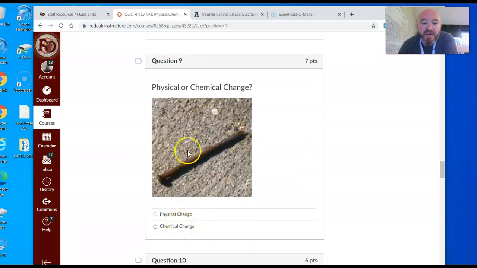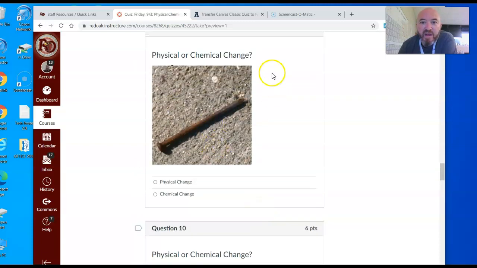Question number 9, a nail that's rusting and oxidizing, forming rust, which is, hint, hint, a new substance. Is that a physical or chemical change? I'm giving you that hint because I haven't talked a lot about nails rusting. But rust is a new substance that is being formed. So there's a big hint.